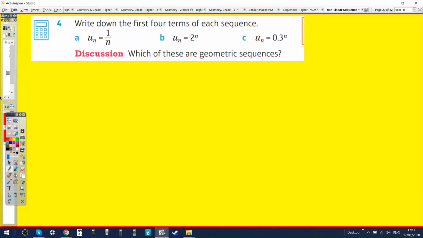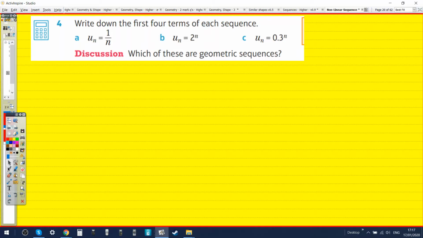Okay, first 4 numbers in the first sequence. 1 over 1 is 1. Yep. 1 over 2 is a half. Yep, and so on. How about B? 2 is the first one. Then 4. 2, 4, third one? 8. Yep, great, you've got the idea. So it's being multiplied by the same thing each time.